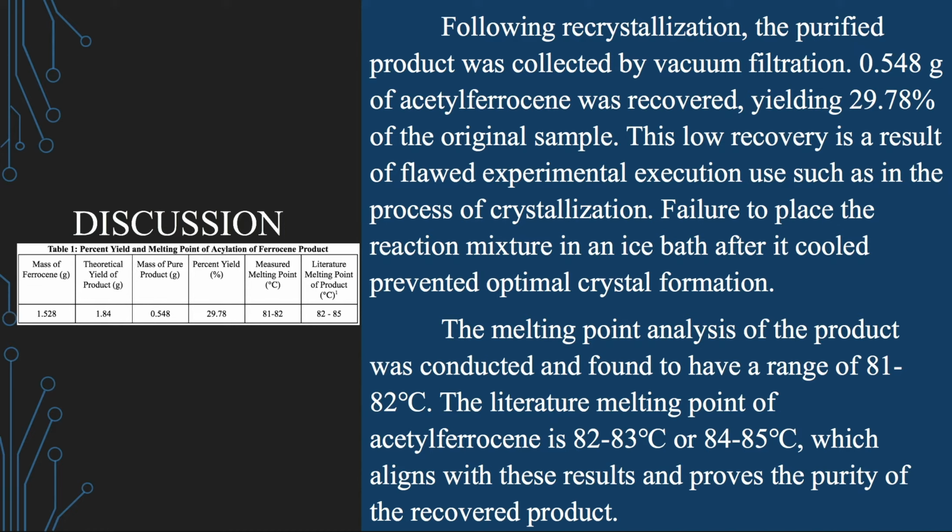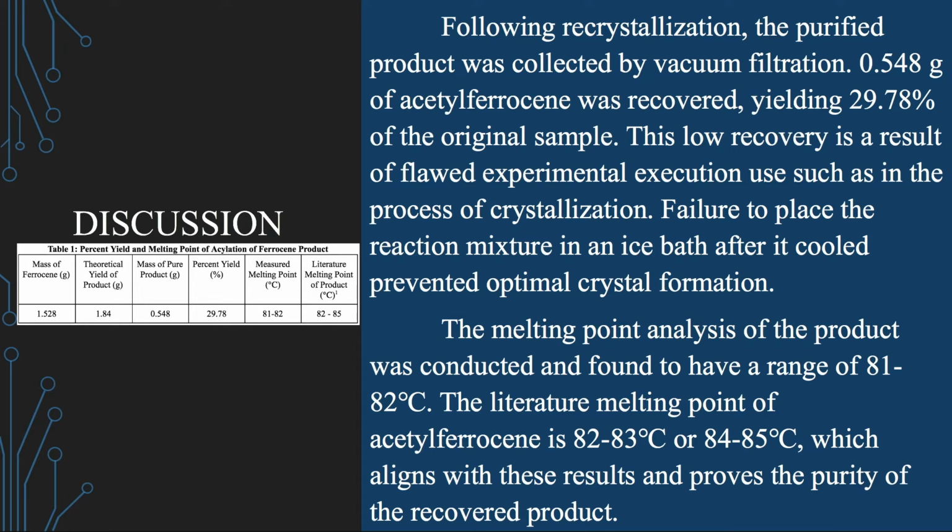So first, we can discuss table 1, the percent yield and melting point of acylation of ferrocene product. Following crude recrystallization, the purified product was collected by vacuum filtration. 0.548 grams of acetylferrocene was recovered, yielding 29.78% of the original sample. This low recovery is a result of flawed experimental execution, which could have happened in the process of crystallization. Failure to place the reaction mixture in an ice bath after it cooled prevented optimal crystal formation.